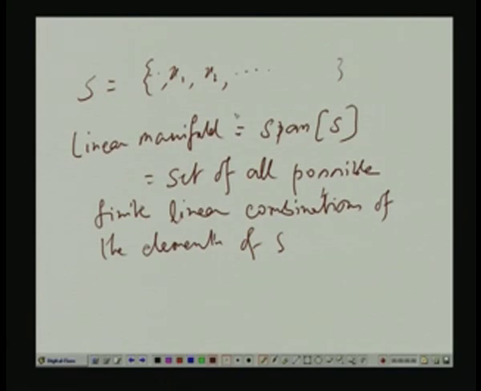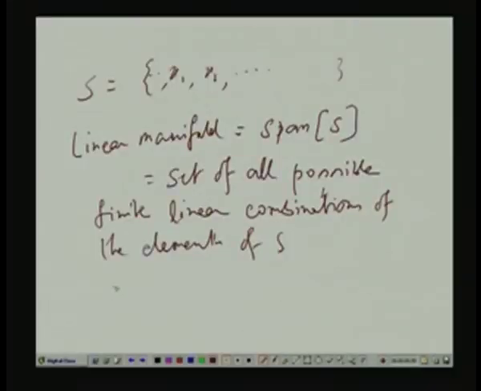But remember, linear manifold never consists of any infinite series, like x1 plus x2, c1 x1 plus c2 x2 plus c3 x3 plus c4 x4 dot dot dot up to infinity. It only consists of finite linear combinations. But for dealing with these problems, we need to handle also things like infinite series involving x1, x2, x3, x4, like that. How to handle them?